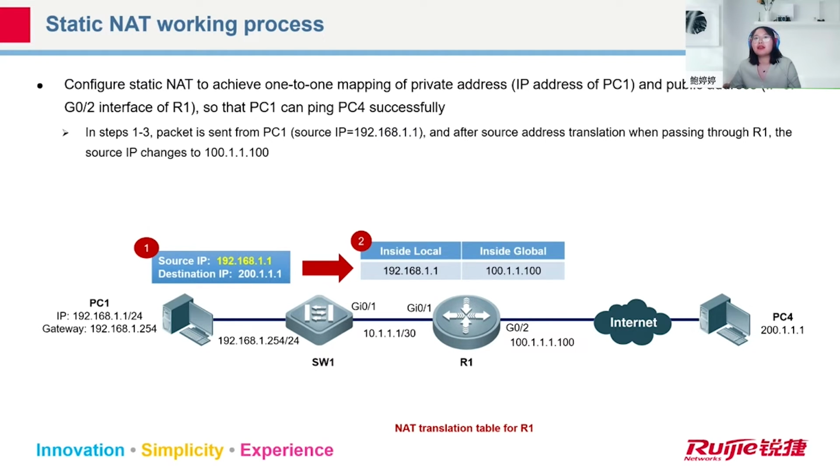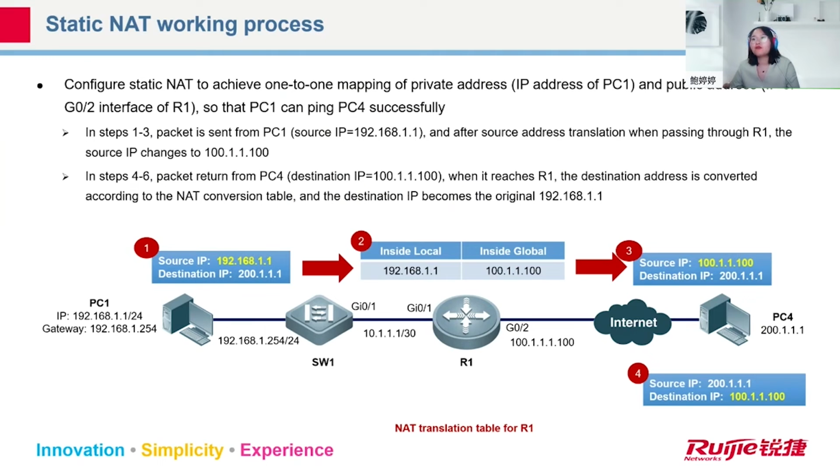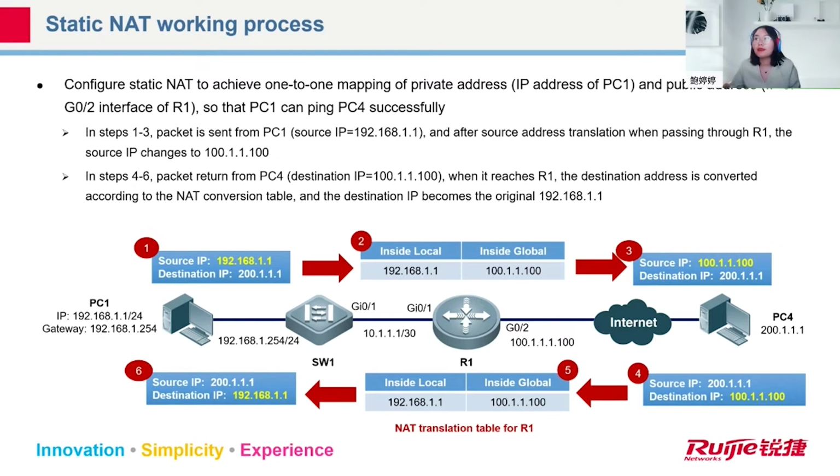Because we already added static NAT on router 1, the inside local address 192.168.1.1 is connected with 100.1.1.100. So the message's source IP will be translated to 100.1.1.100 to visit PC4. Later, when the reply comes back from PC4 to router 1, router 1 finds the destination already exists in the translation table. Finally, the IP address is translated again and sent back to PC1. So this is the whole process.